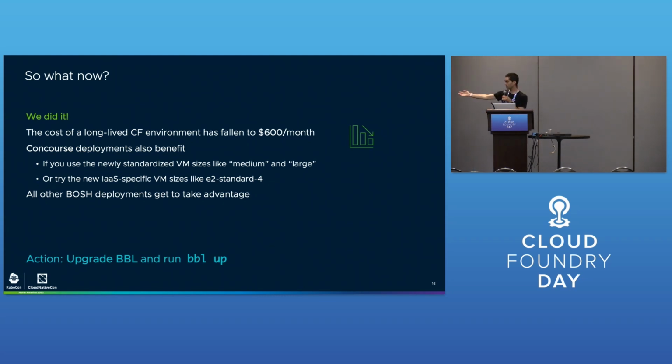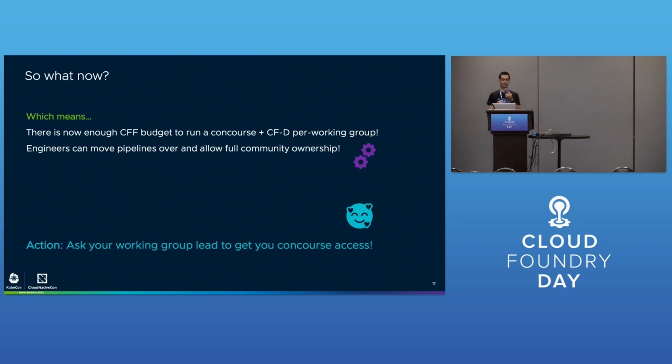All you have to do, of course, is upgrade Bubble and Bubble Up. Otherwise, this won't take effect. And this means that there's now enough CFF budget. It means there's enough budget to run a Concourse and a CF deployment per working group, and people can move these pipelines over. Now, it's not easy to move these pipelines over.